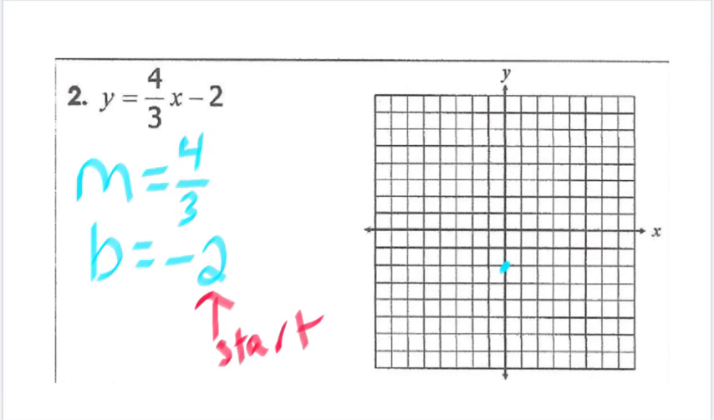Now using my slope, I'm going to rise 4, and I'm going to run 3. So there's another point. Now again, I can rise up 4 and run 3. And there's another point. So then you just draw a nice straight line through, oh, that wasn't very straight, but it should be straight, through those 3 points.